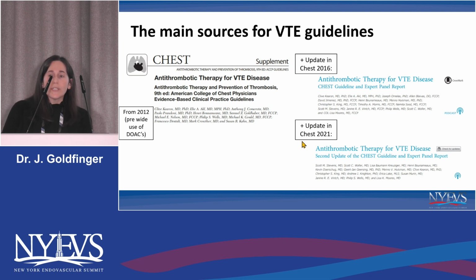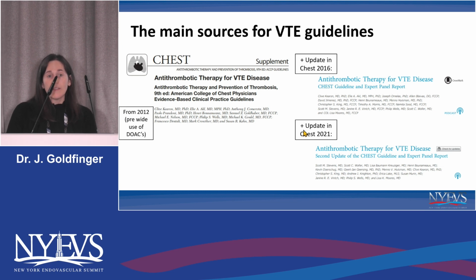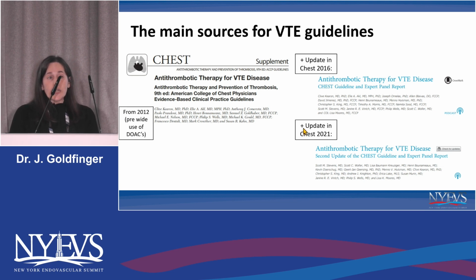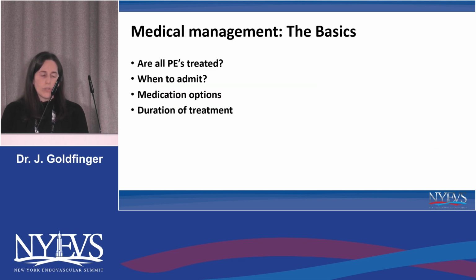So the main sources for the DVT and PE guidelines come from CHEST. Probably everyone in this room has seen it. The latest edition came out in 2012, which was pre-direct oral anticoagulants. And so they had to update in 2016 with the direct oral anticoagulants, and then the most recent update was 2021. So we'll start with that.